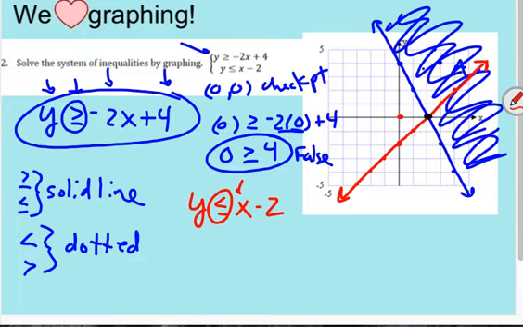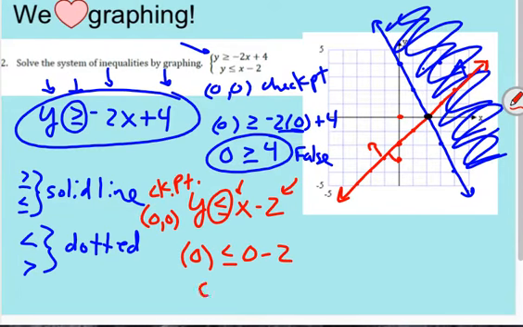If it's true, I would shade above the red line. But if I plug in 0, 0 into this equation, and it's false, I'd shade below it. So plugging in 0, 0 as that checkpoint, I get 0 for y. It's easy to plug in, less than or equal to 0 minus 2. Is 0 less than or equal to -2?